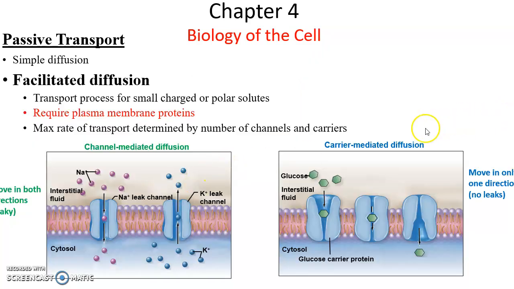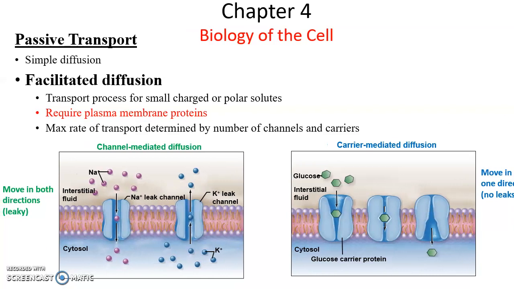We have facilitated diffusion. Facilitated diffusion requires proteins, integral proteins associated with the plasma membrane. These are the ones that have opening spaces to allow materials to cross the plasma membrane. They cannot normally move across the plasma membrane. These are for small charged things, for polar things.